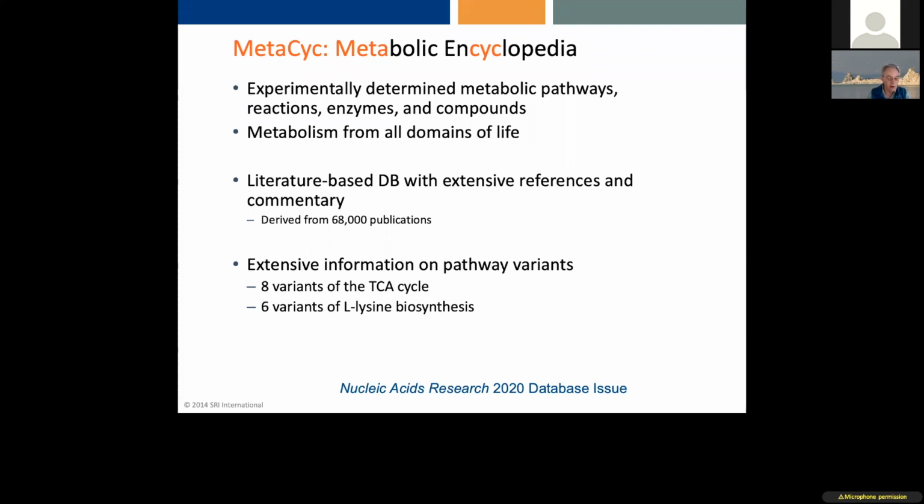And one notable thing about Metacycle is it contains many different variants of a given pathway. For example, you may be surprised to know that there are 8 different variants of the TCA cycle that have been uncovered over the years, and they are listed in Metacycle. There are also 6 variants of L-lysine biosynthesis that you can find in Metacycle. So if you're interested in finding out about how a range of different organisms metabolize, say, a given compound, Metacycle is a great place to look.